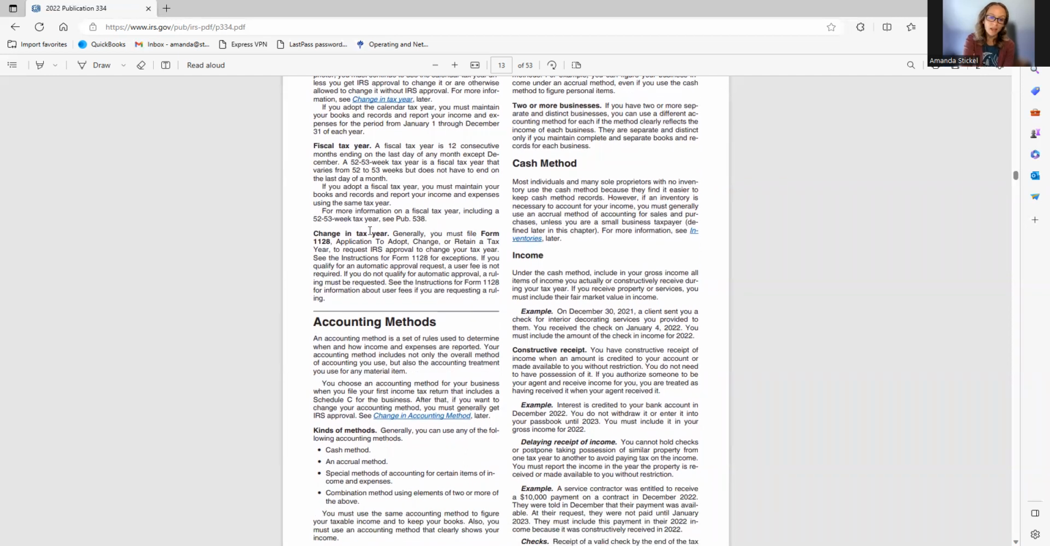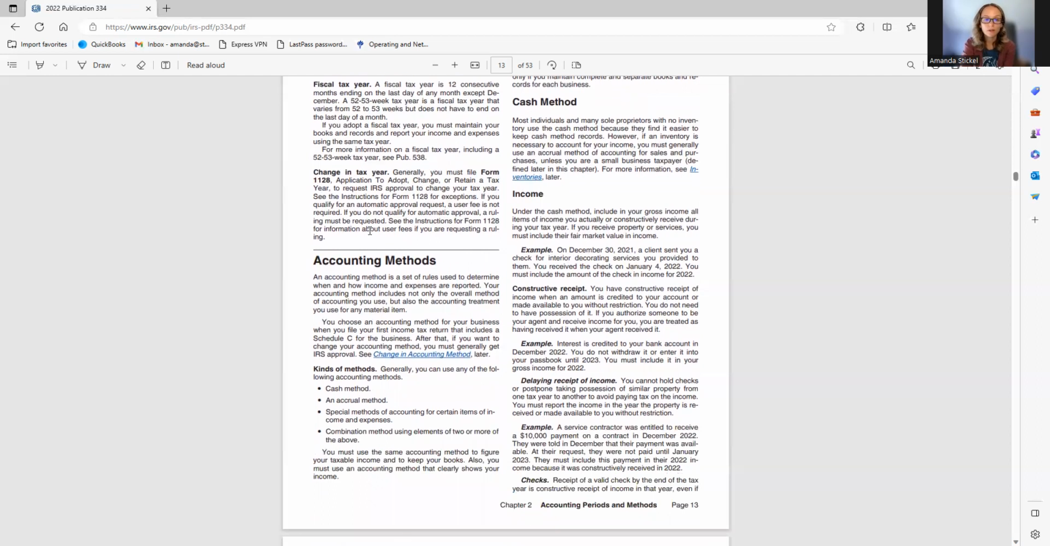Accounting methods. An accounting method is a set of rules used to determine when and how income and expenses are reported.